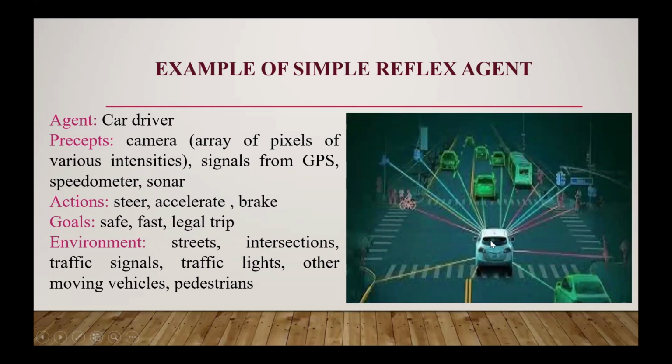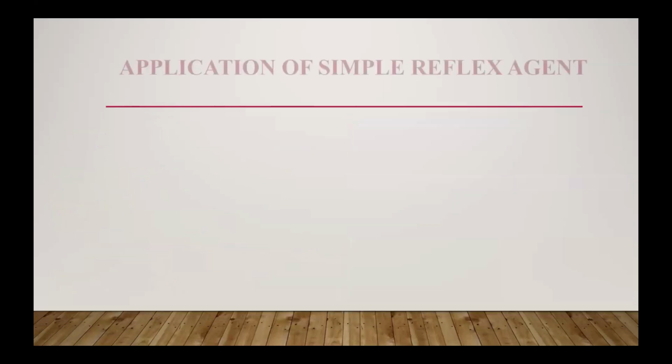Inside that, the agent is the car driver. So what action will it perform? The actions are steer, accelerator, brake. So three things it has to use to move. This is the action done by the car driver agent. Then what is the goal of this car? The goal of the car is a safe, fast and legal trip. This operation is done by the self-driving car system using artificial intelligence.